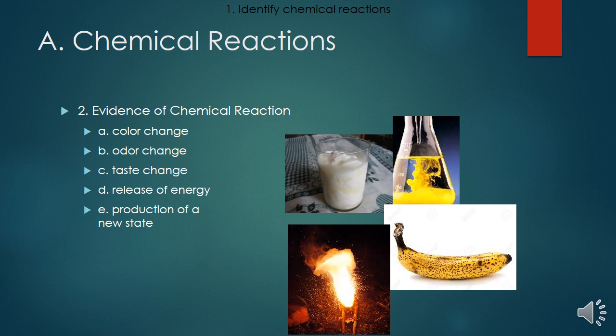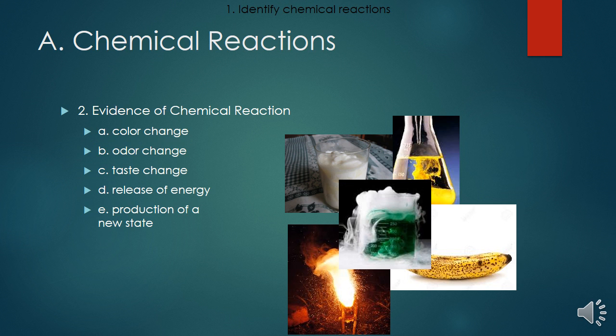And then one more that is very common is the production of a new state. So here we have an example where obviously there's some sort of gas being formed here in this reaction. Now, one piece of confusing evidence that can come up would be phase changes. Oftentimes students will see this point here, production of a new state, and think, okay, well, if I put water in the freezer and wait a few hours, it'll now be solid. It will obviously turn to ice. So that's a chemical change. Well, no, that's not. That is simply a phase change.